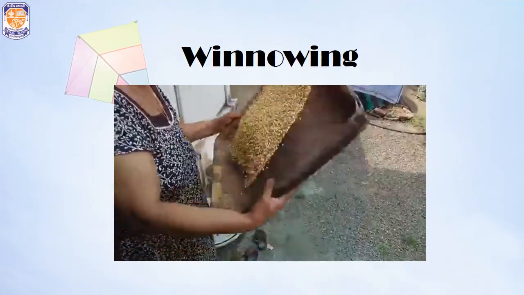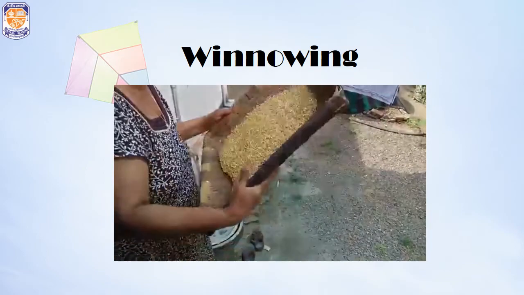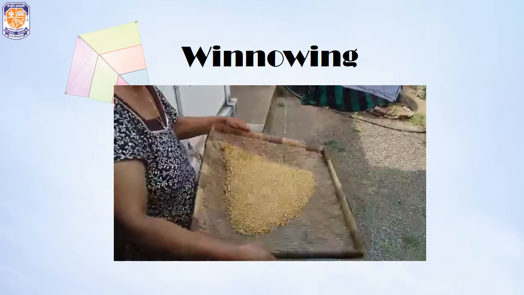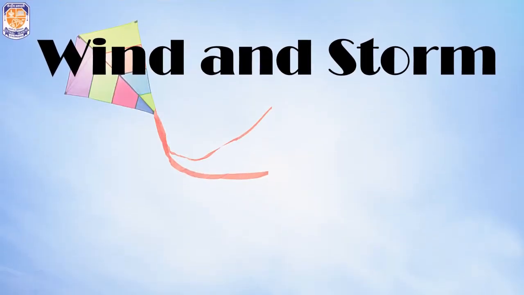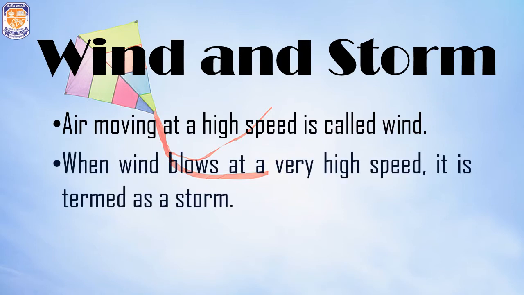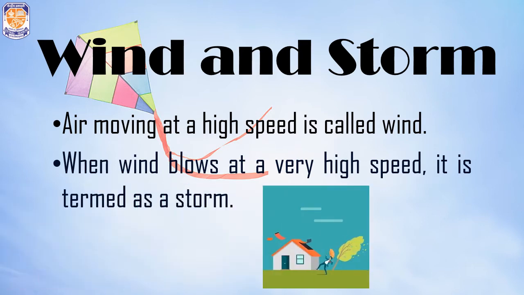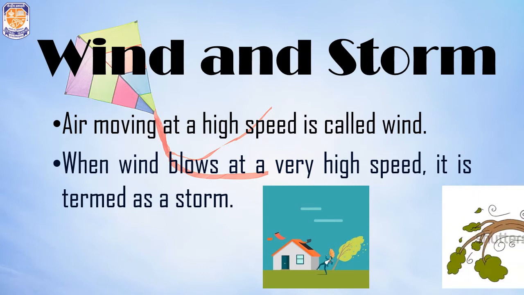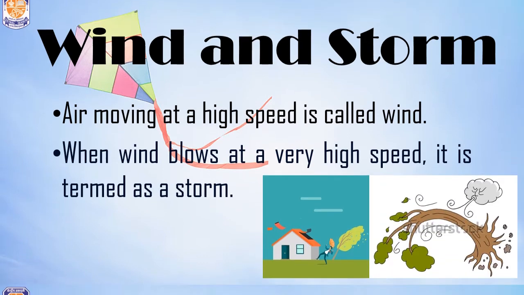And if you remember, in the previous chapters we have already discussed winnowing, in which we were separating the heavier components from the lighter components with the help of blowing air. When air moves at a very high speed, it is called wind, and when wind blows at a very high speed, it is termed a storm. You might have seen rooftops being blown away in storms, and a storm may even uproot trees.